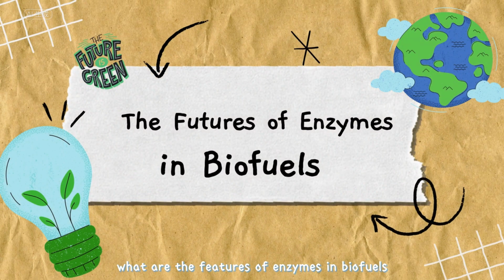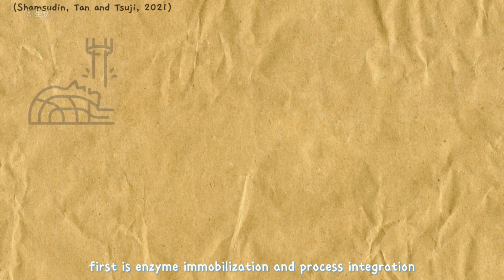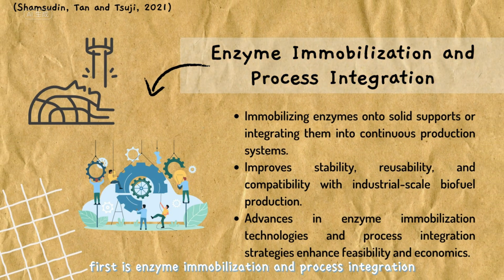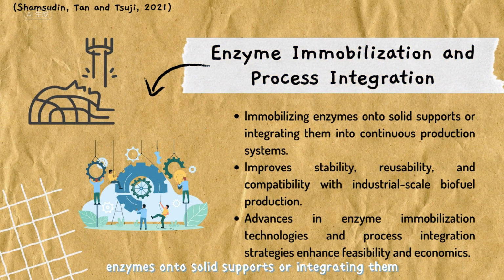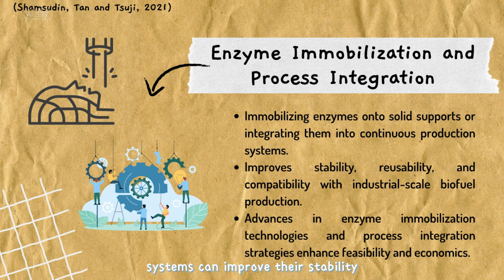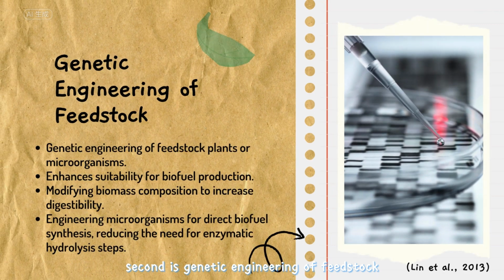What is the future of enzymes in biofuels? First is enzyme immobilization and process integration. Immobilizing enzymes onto solid supports or integrating them into continuous production systems can improve their stability, reusability, and compatibility with industrial-scale biofuel production processes. Advances in enzyme immobilization technologies and process integration strategies will further enhance the feasibility and economics of enzyme-based biofuel production.